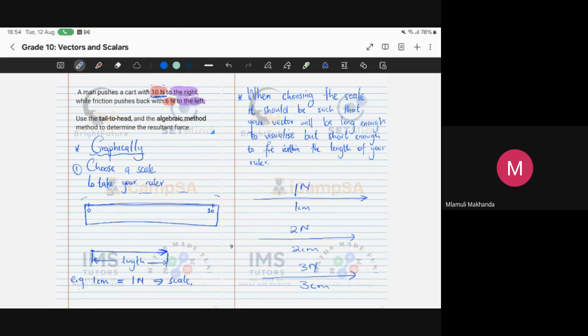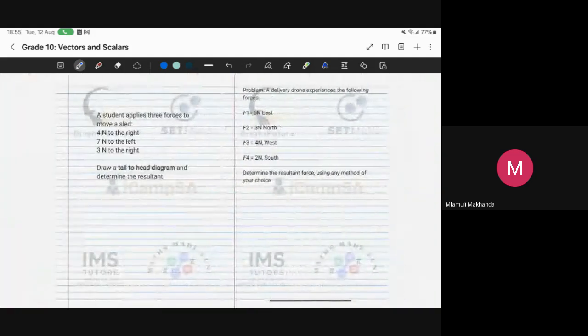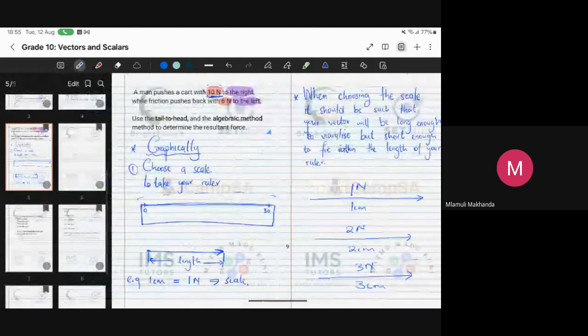So now, what if you want 10 newtons like we are given in the problem? What you do, it means you would need 10 centimeters. Let's do this.